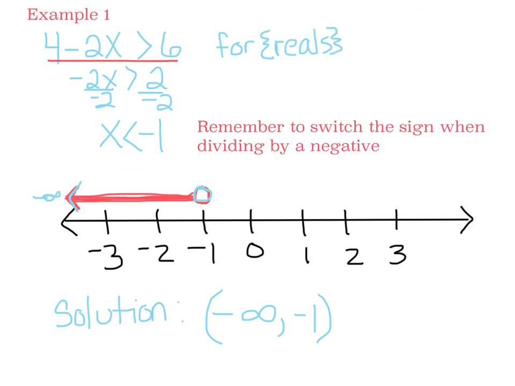So we're not including negative 1. There's an open circle on it. And we're not including negative infinity. We never include the negative or the positive infinity because that's not actually a value that you could touch. And remember, because I see this all the time, write your solution from least to greatest.